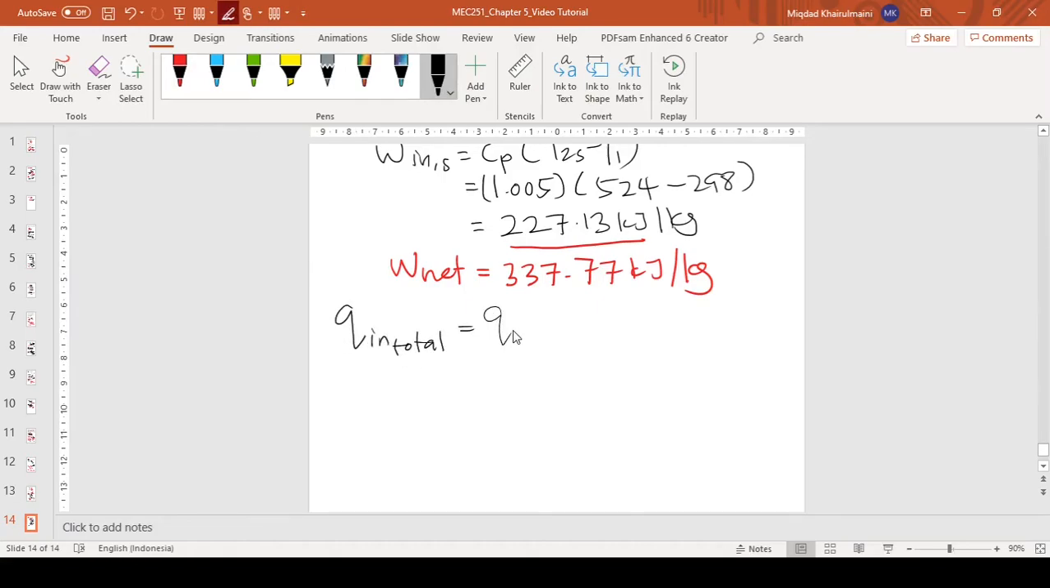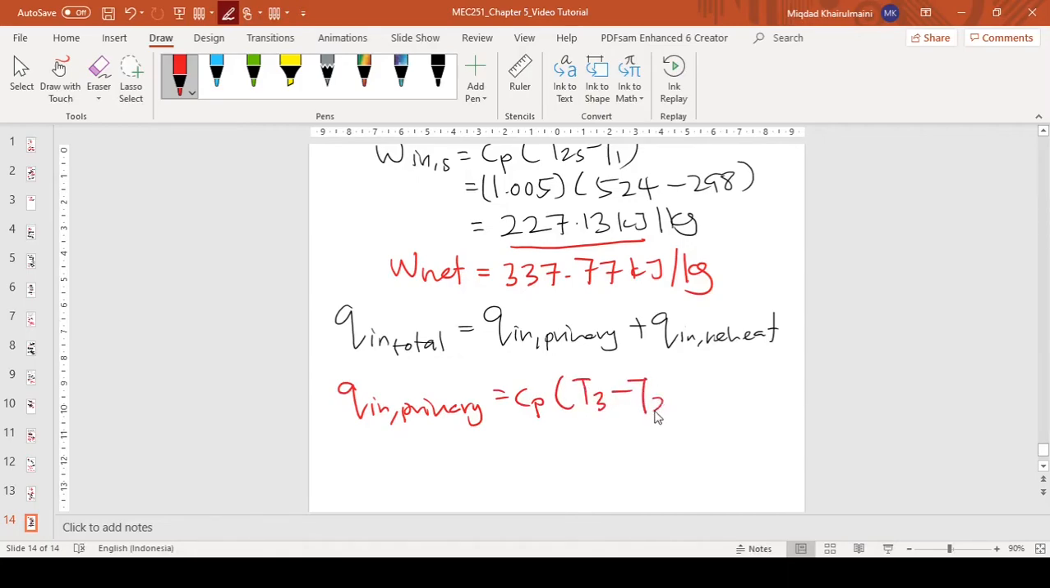It is the primary plus the reheat. For the primary, the equation we have already written just now: Cp (T3 minus T2S). So we can fill in the values. With T2S as 524, we can get the primary heating 853.2 kilojoules per kg.